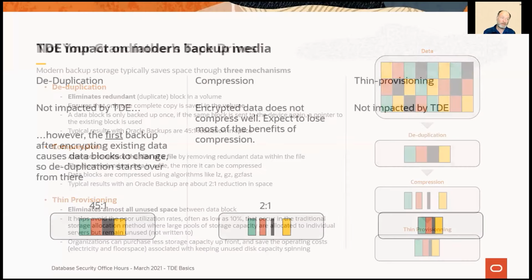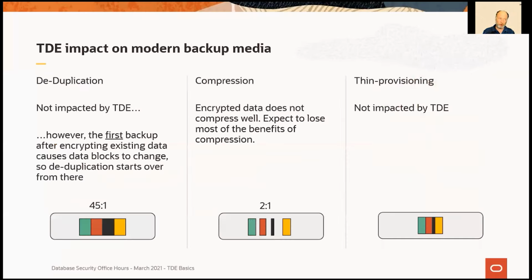Now, in a TDE world, thin provisioning is not impacted at all, okay? Compression generally goes away. You can compress encrypted data a little bit, but the data is randomized. It just doesn't compress well. Compression algorithms don't work well against encrypted data. So you'll see your benefit from compression fall from about 2 to 1 to about 1.1 to 1. We usually just say compression goes away.